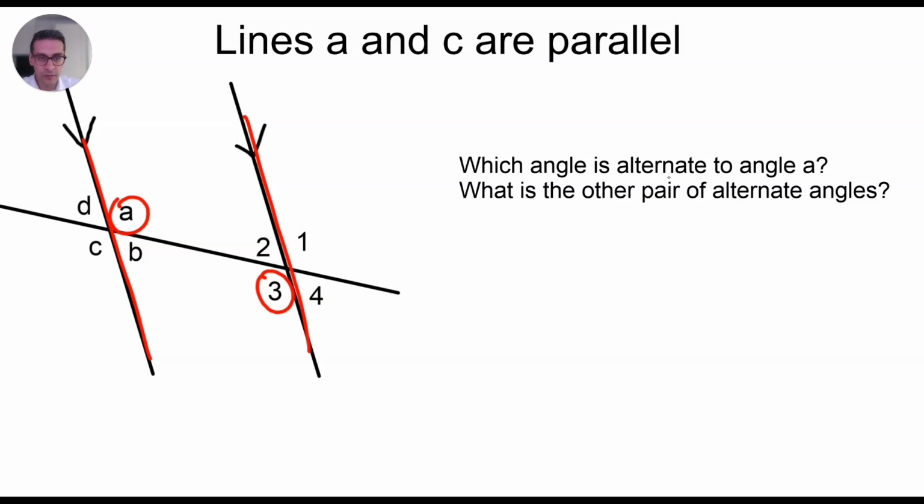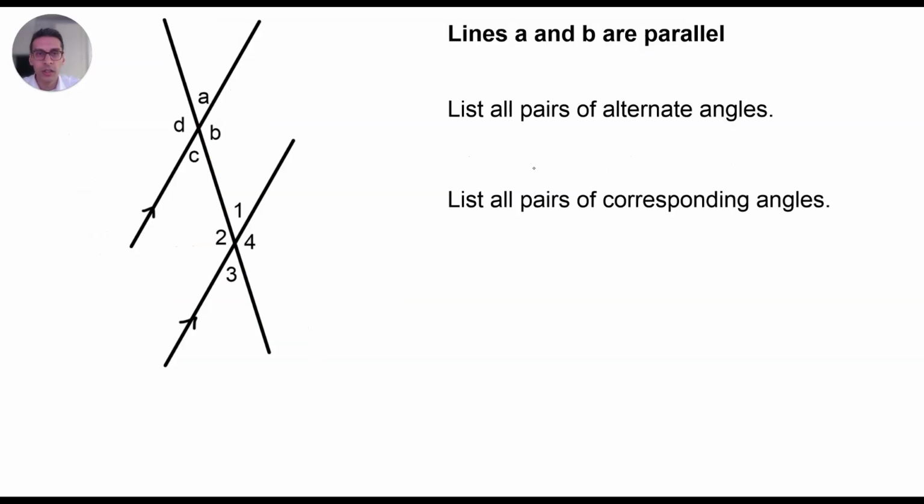What's the other pair of alternate angles? The other pair is going to be B and 2. Pause the video and have a go with these, and then I'm going to show the answers.